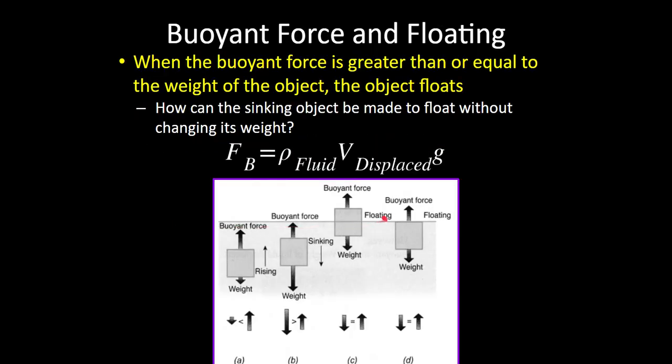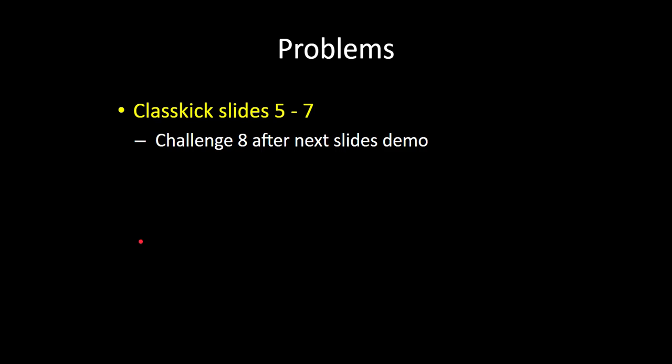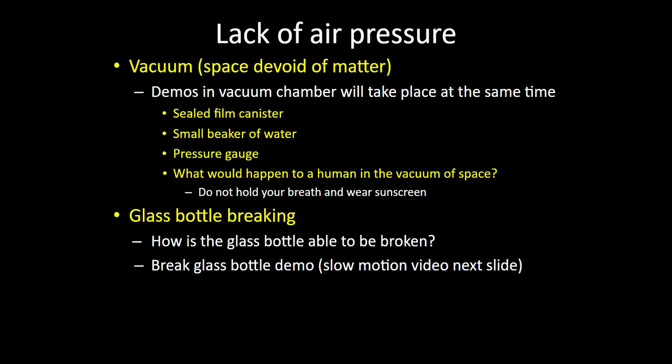Well, here we'll talk about that since I brought it up. If the density of the object is less than water, it'll float above the surface. If the density of the object is equal to water, it will float beneath the surface, but still float. All right, problems. We got a couple problems.